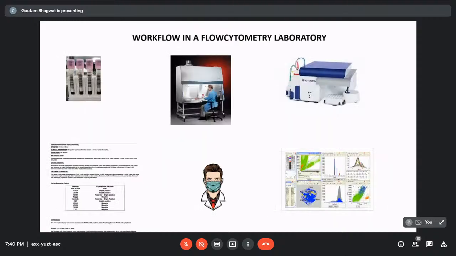What is the workflow in a flow cytometry lab? We receive the sample. This sample is processed by my technician, preferably in a biosafety cabinet. This processed sample is put into the flow cytometer. The machine gives me graphs like these on my computer. I analyze those graphs, I play around with the cells and the graphs, and then give the expression pattern of various antigens. By my knowledge of the antigens present in various kinds of leukemias and lymphomas, I report out the immunophenotyping test. So this is the normal workflow in a flow cytometry laboratory.